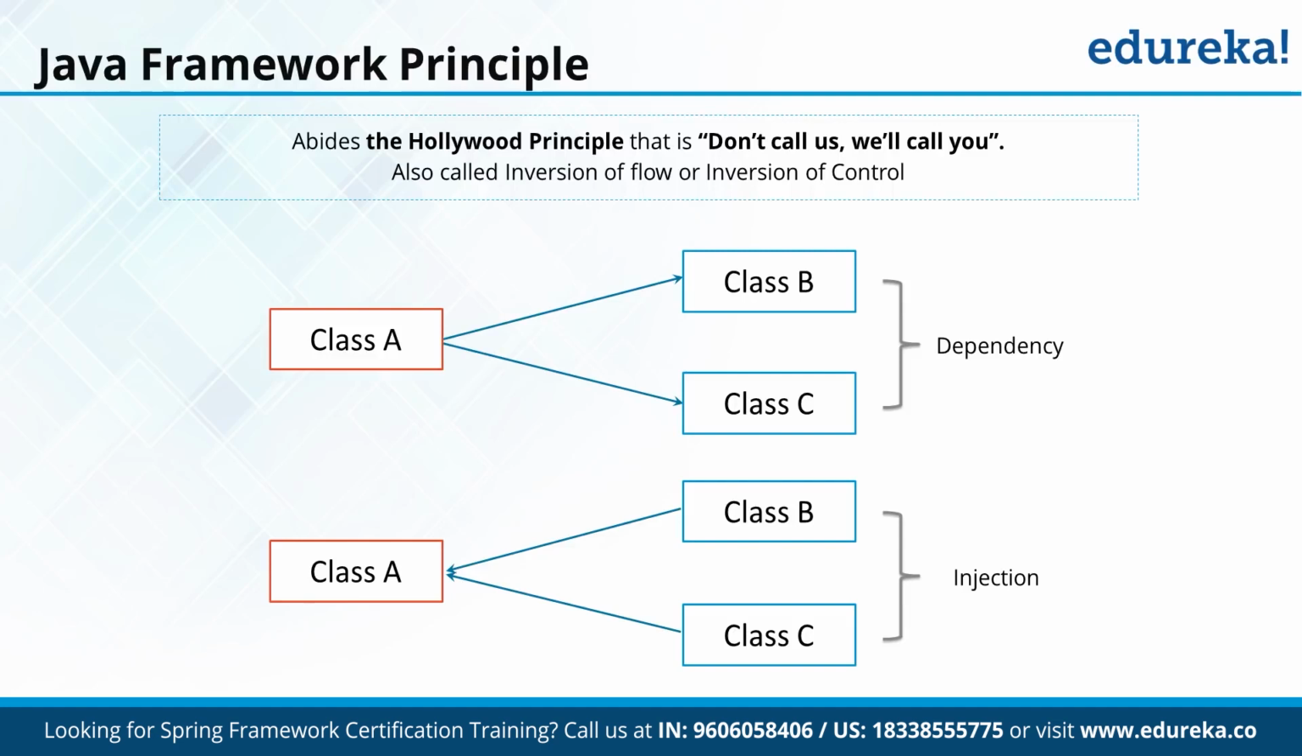The traditional way of constructing a Java object is by the developer, but the Spring framework principle states that you don't worry about constructing the object. Objects will be constructed by the framework itself.